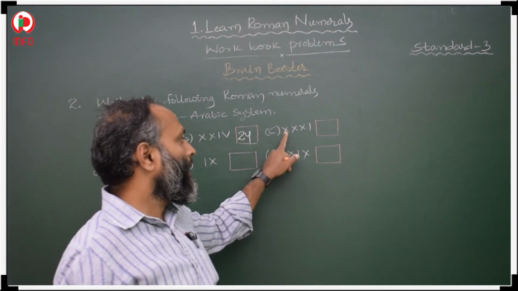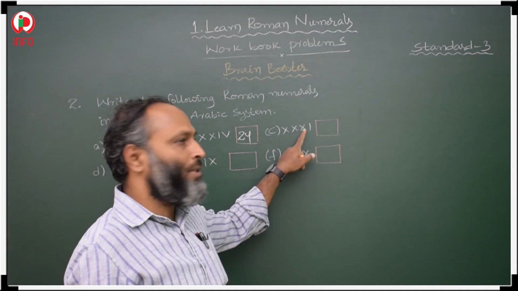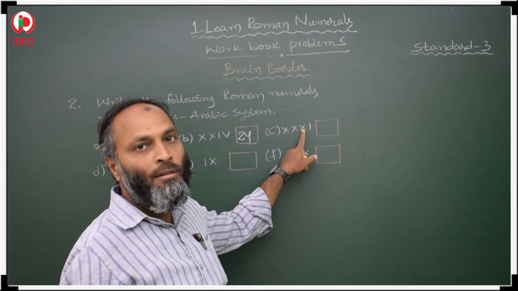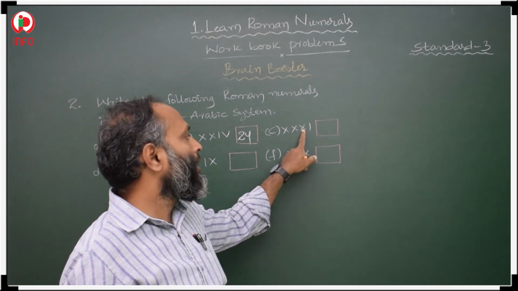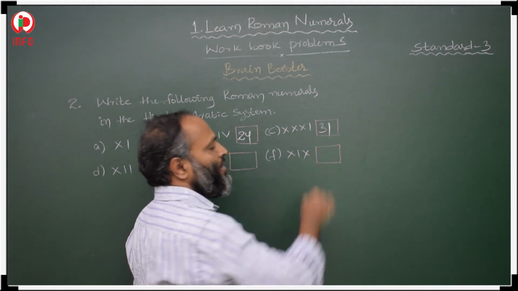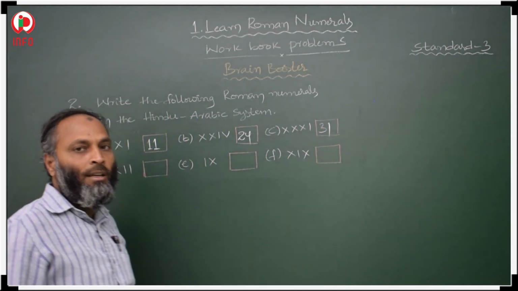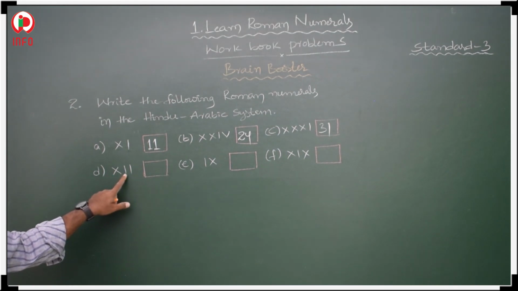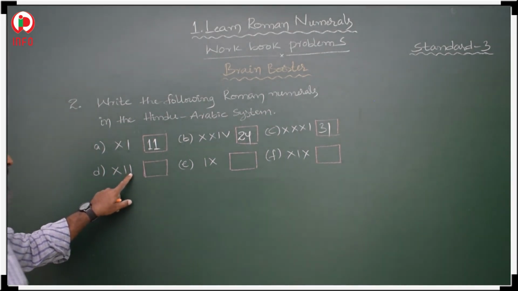Here X 10, X 10, X 10. 10 plus 10, 20, 20 plus 10, 30. 30 plus 1, 31. This is 31. Next, 10. 10 plus 1, 11. 11 plus 1, 12.